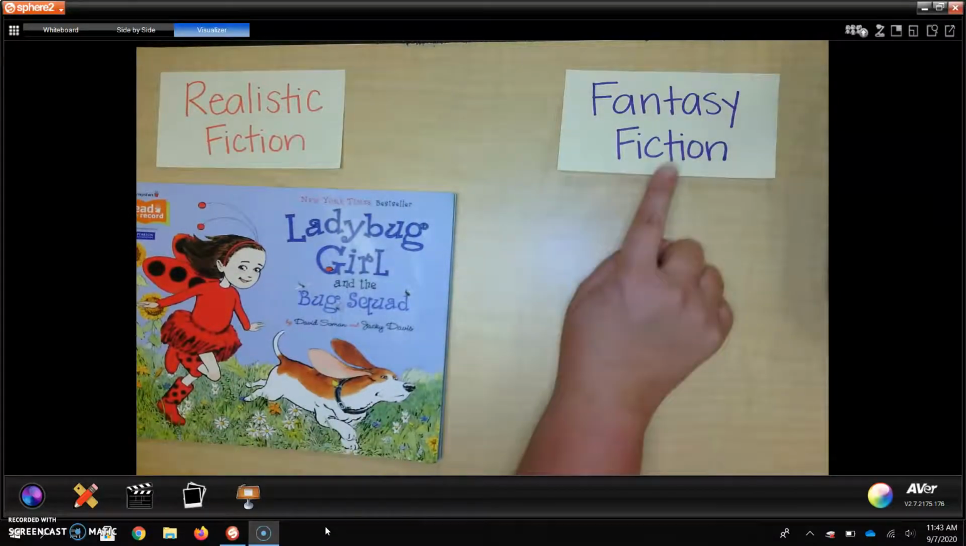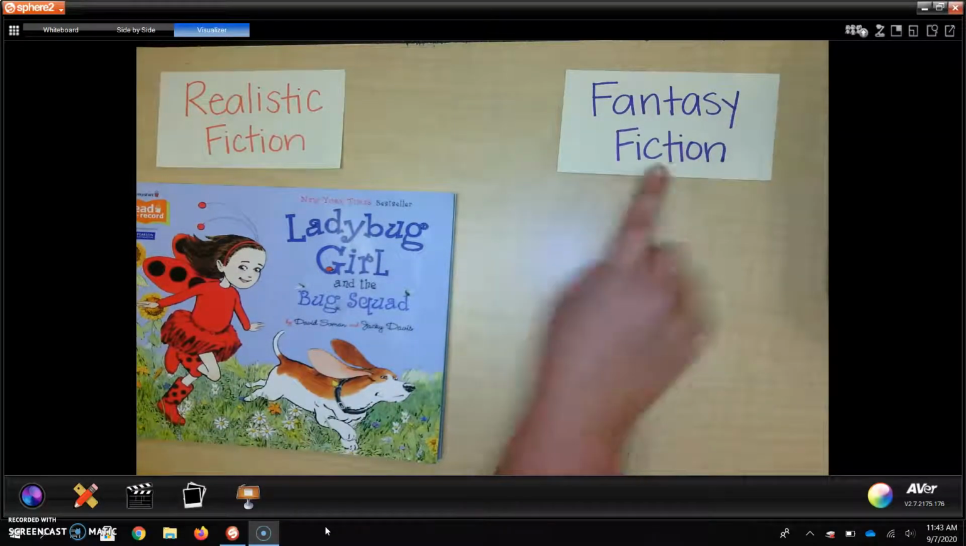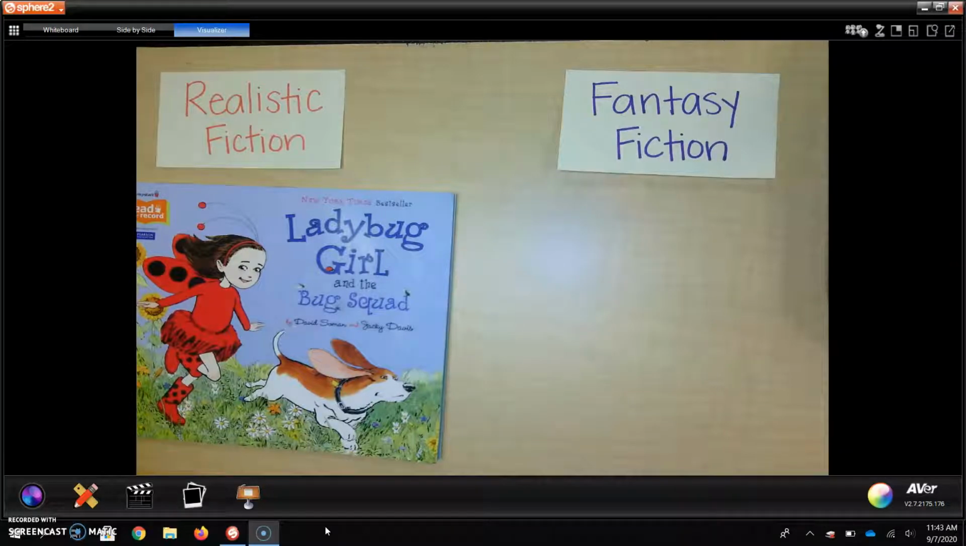Now let's talk about fantasy fiction. Fantasy is stories that are made up and events that could not really happen in real life. That's where like animals talk and wear clothes, and kind of like you're using your imagination with fantasy fiction.